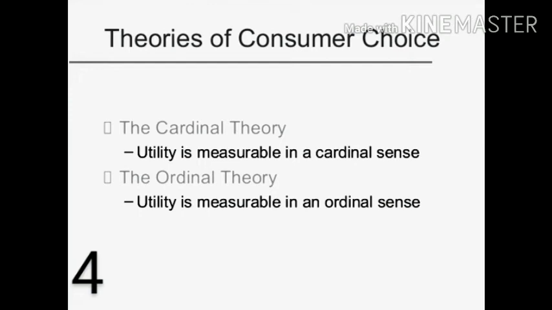There are two types of theories. The first one is the cardinal theory. In this theory, utility is measurable in the cardinal sense. The second one is the ordinal theory. Utility is measurable in the ordinal sense. In cardinal utility theory, we can measure utility quantitatively. In ordinal, we can only compare.